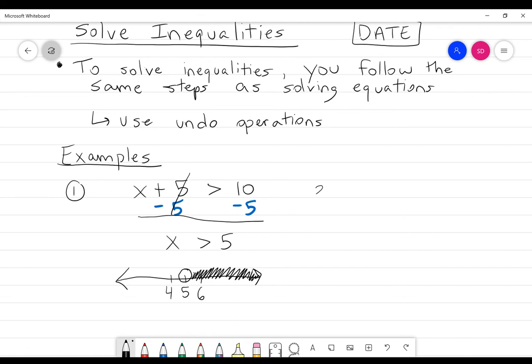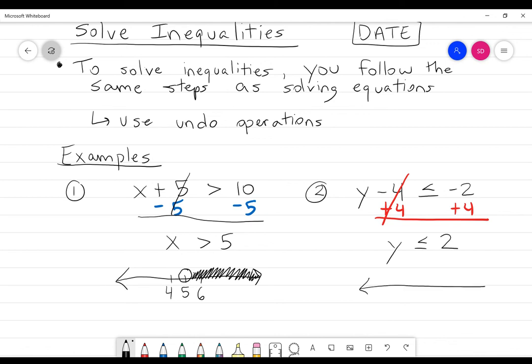Let's look at another example. Let's say this time I have y minus 4 is less than or equal to negative 2. So again, just like we did before, we're going to use undo operations to get the variable by itself. So I'm going to add 4 to both sides. The undo of subtracting is adding. So in this case, I get y is less than or equal to negative 2 plus 4 is positive 2.